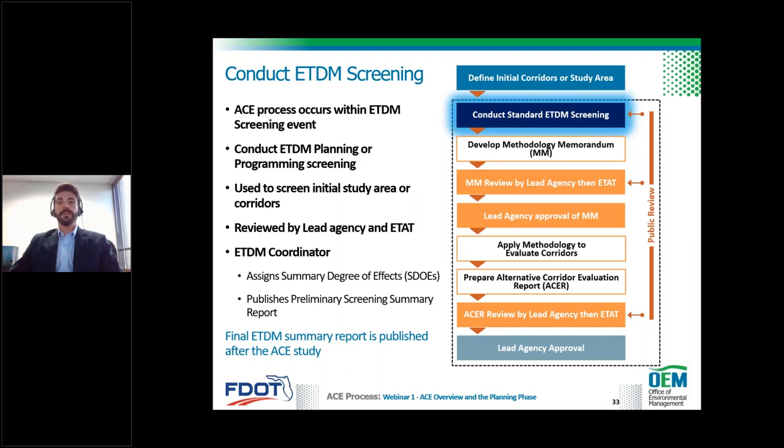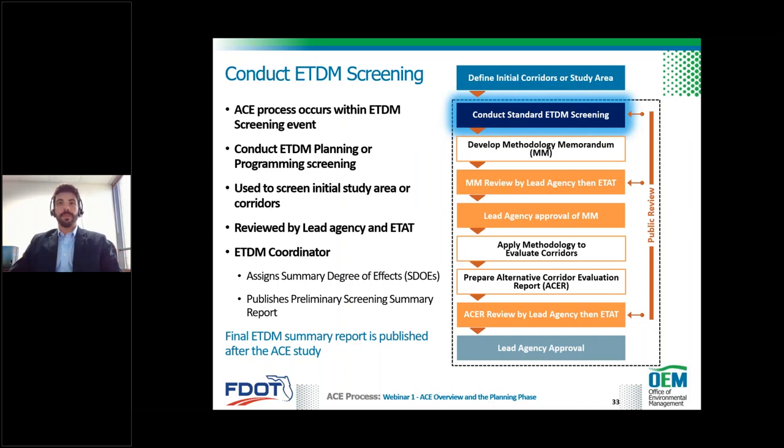The 2 ACE deliverables that are reviewed in the ETDM environmental screening tool are 1, the methodology memorandum, and 2, the alternative corridor evaluation report, which we'll discuss in the next few slides. To get the project ready for the screening, the initially identified corridors or study area will be digitized in the environmental screening tool, and a description of the project will be created, which includes the purpose and need and a preliminary environmental discussion.